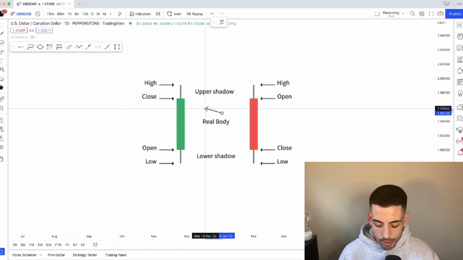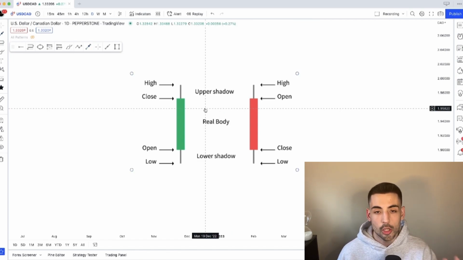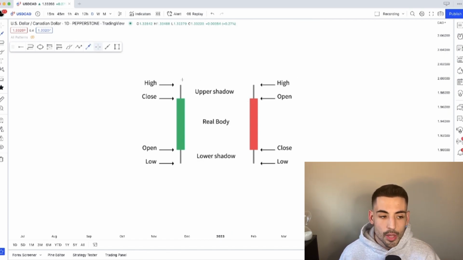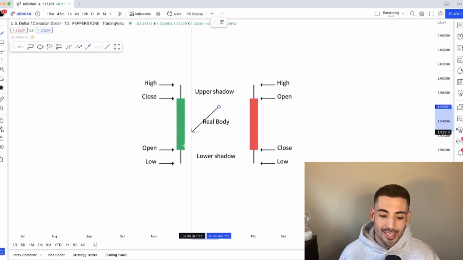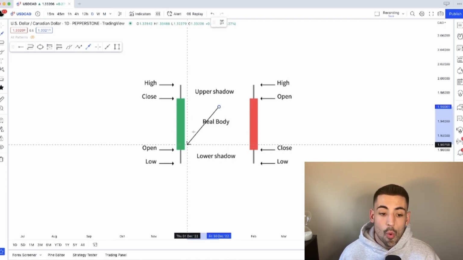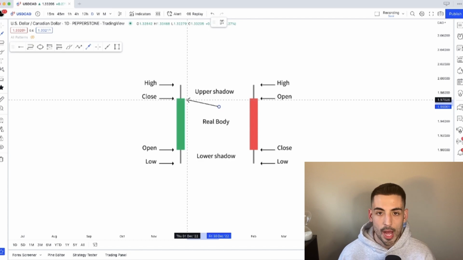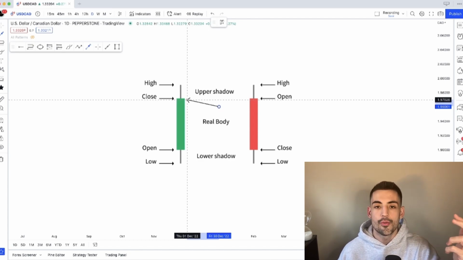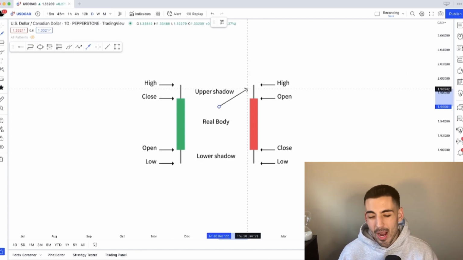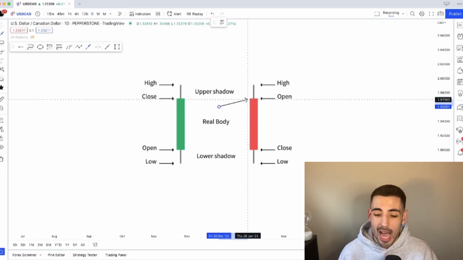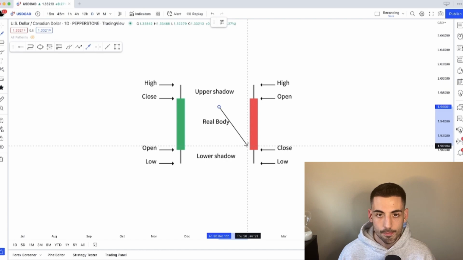Now, the opening and closing prices are a little bit different for bullish and bearish candles. With a bullish candle, the open price is near the bottom of the real body, while the closing price is near the top of the real body. And that makes sense because we're rising in price, right? Inversely, with a bearish candle, the open price is at the top of the real body, while the closing price is at the bottom of the real body. And that makes sense because we're falling in price with a bearish candle.